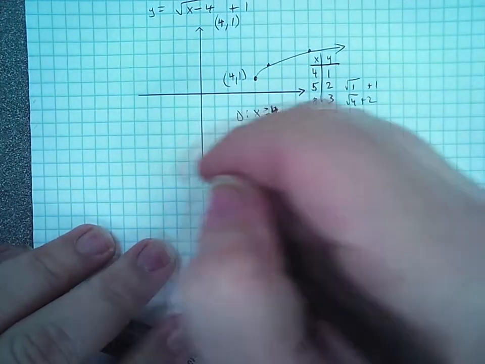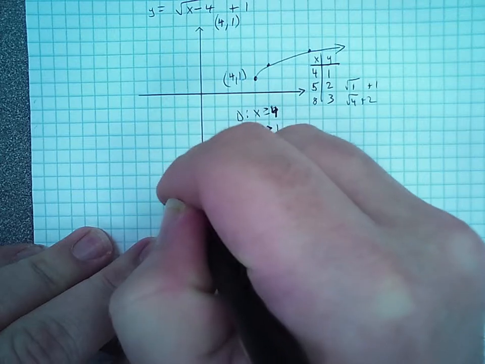When we move to cube root functions, they actually don't stop. They do have a point in the middle.